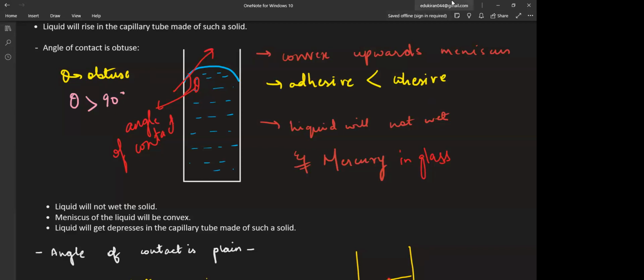Now these points are clear to you. Liquid will rise and liquid will be depressed. To both of you, Martin, Harsha, clear or not? Yes, ma'am. Okay, that was the meaning of it.